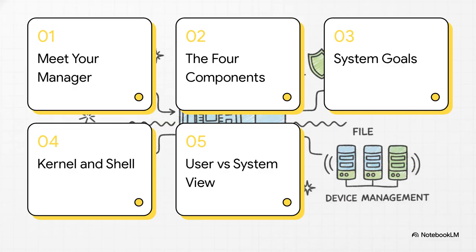Here is how we'll break it all down. Section 1. Meet your device's manager. Section 2, the 4 key components. Section 3, goals, convenience, and efficiency. Section 4, inside, kernel and shell. And finally, Section 5, user view versus system view.